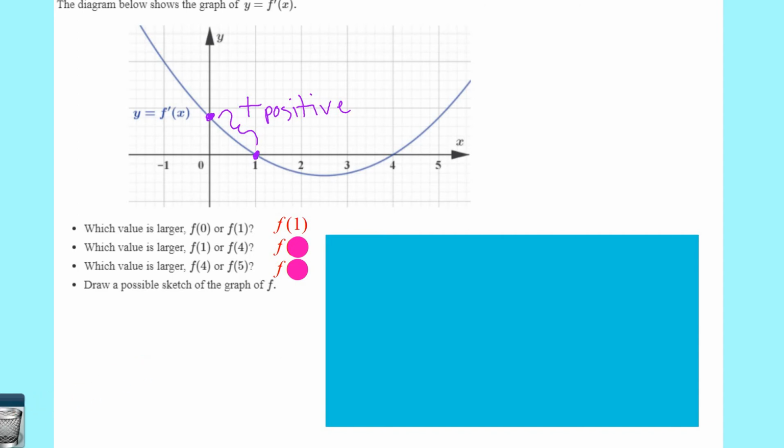Let's look at the next one. That was this one, we'll do that one in purple. Let's switch to green. Now we're going to do f of 1 and f of 4.